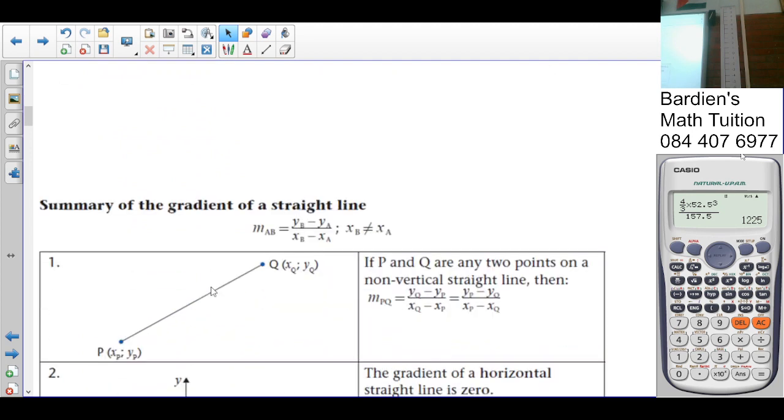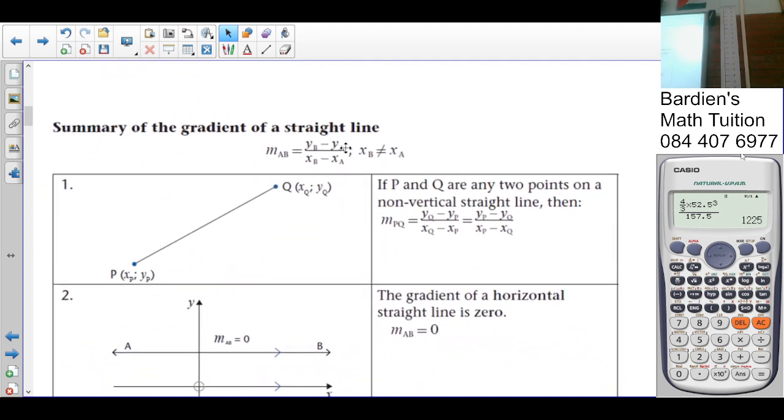Now we're looking at the summary of the gradients of a straight line. We know that the gradient of AB is equal to y2 minus y1 over x2 minus x1. We're given in that format that is used there. They tell you that xb cannot be equal to xa. Why do you think they say that xb can't be equal to xa? It will make the denominator undefined. Okay. People, number 1, we said if P and Q are any points on a non-vertical straight line, then the gradient of PQ is equal to, right, that we know.